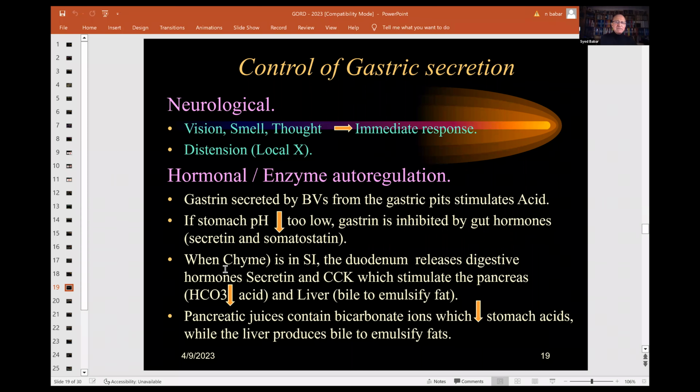So when the chyme is in the duodenum it releases digestive hormone, which is secretin, and cholecystokinin, which stimulates the pancreas, and therefore there is a reduction of carbonic acid, and liver also throws in bile to emulsify fat. Pancreatic juices contain bicarbonate, which reduces stomach acids, while the liver produces bile to emulsify fat.